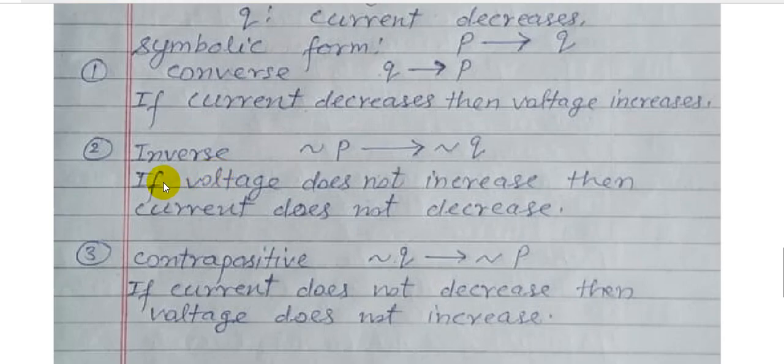So now write down the verbal form. Negation of P: if voltage does not increase, then current does not decrease. Because negation here and negation here, so we use does not on both sides, and we should start our statement from if, using if then, starting from if and adding then. So if then, it is a connective. In mathematical logic, if then is known as a connective.